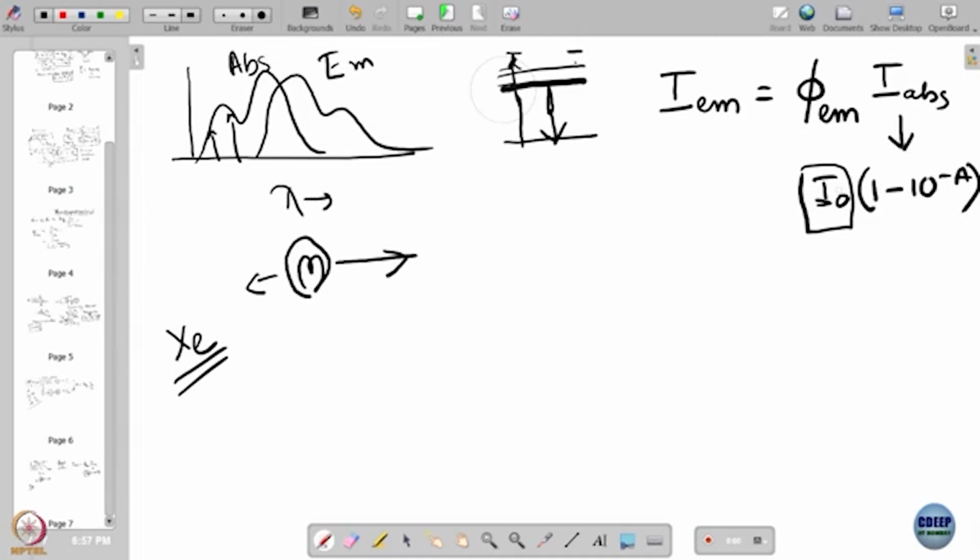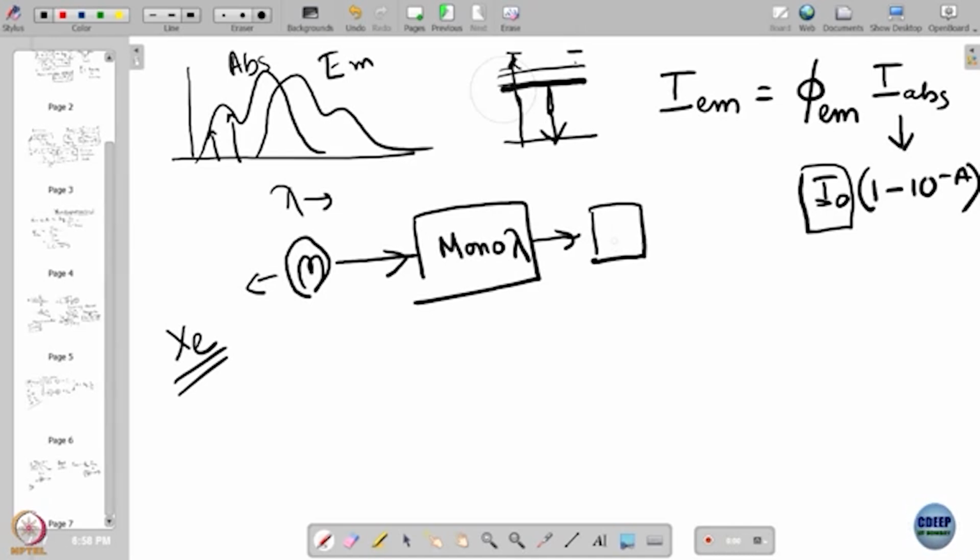That is why xenon is the source of choice for emission spectrophotometer in UV visible range, but then it gives you white light. So, you have to break it down into its components. So, you have to use a monochromator here. What is a monochromator? Monochromator is a combination of a dispersing element and slits. Next, you have the sample and the sample emits.